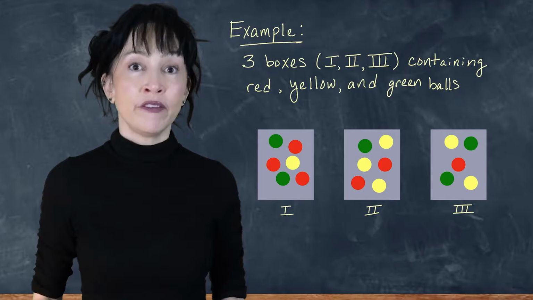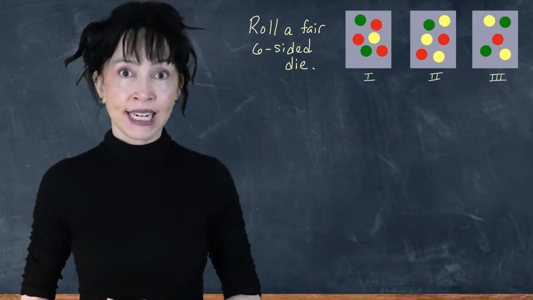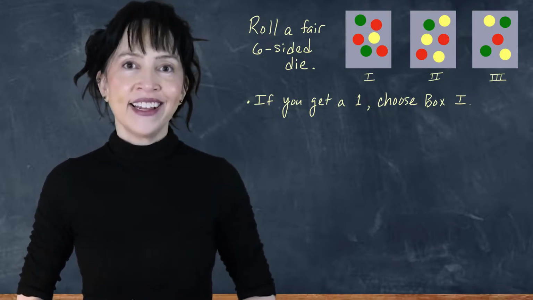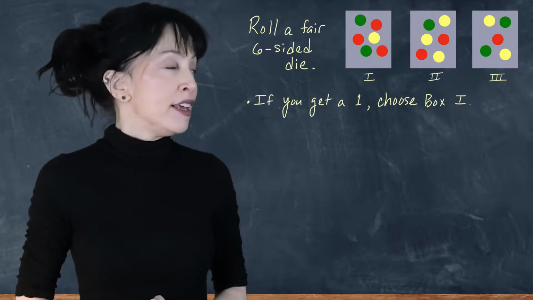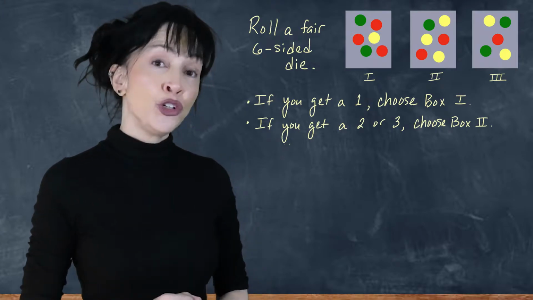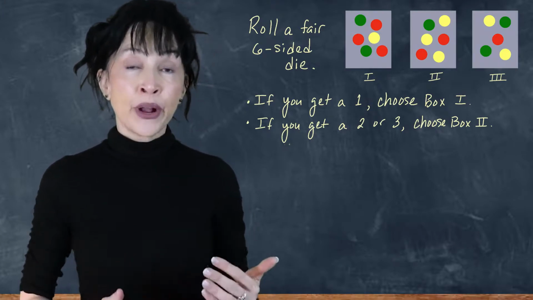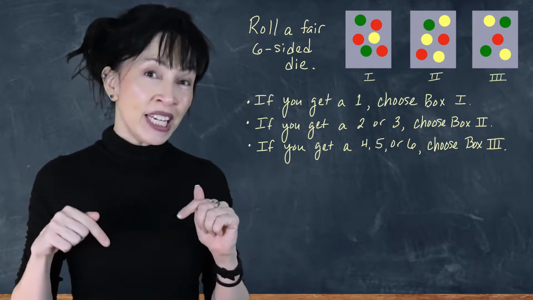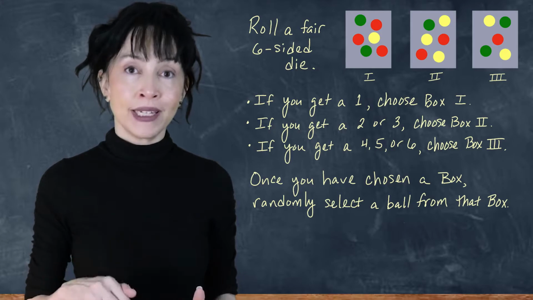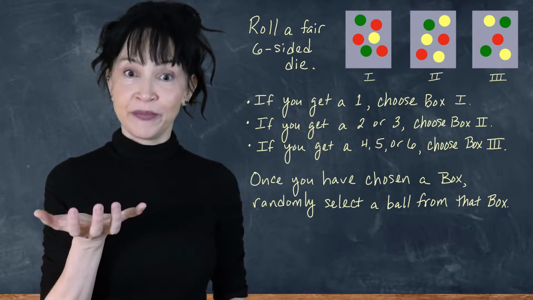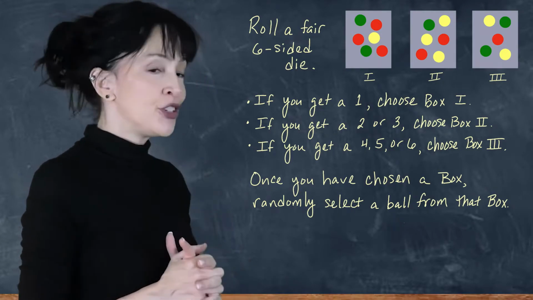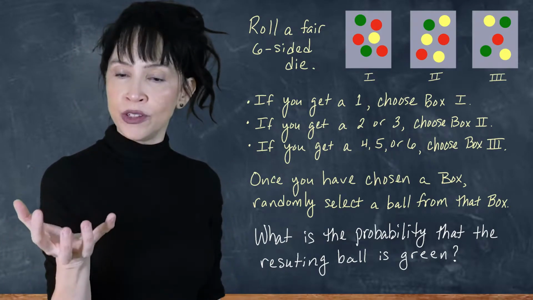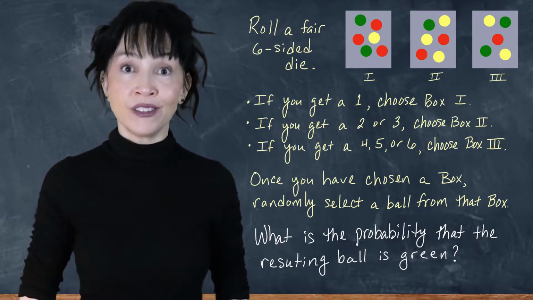So I've got an experiment for you. I'm gonna roll a fair 6-sided die. And if I get a 1 on the die, we're gonna choose box 1. If we get a 2 or a 3, we're going to choose box 2. And any other outcome on the die, we're going to choose box 3. And then we're going to go into the box that we chose and randomly select a ball and observe it. So I have a question for you. What is the probability that at the end of this experiment, we are looking at or holding a green ball?